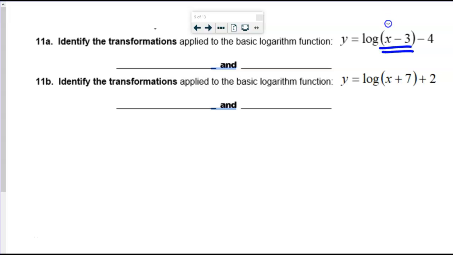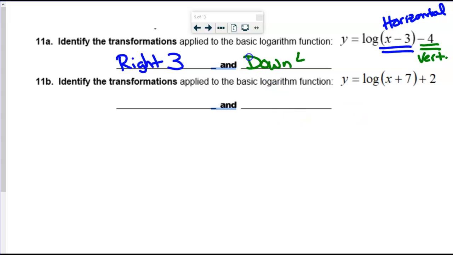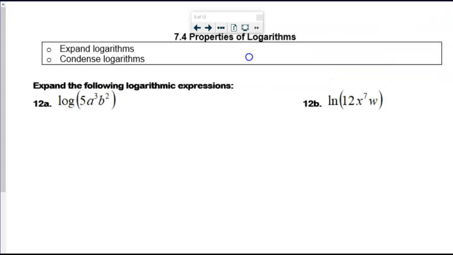So inside by the x, this is a horizontal transformation, and there's a built-in negative. So x minus 3 means right 3. It's nice when things are so predictable in math, right? And then this is a vertical transformation. A negative 4 would indicate a downward movement, so down 4. You should be able to identify those, but you could always graph it on your calculator to get a little insight in case you forgot.